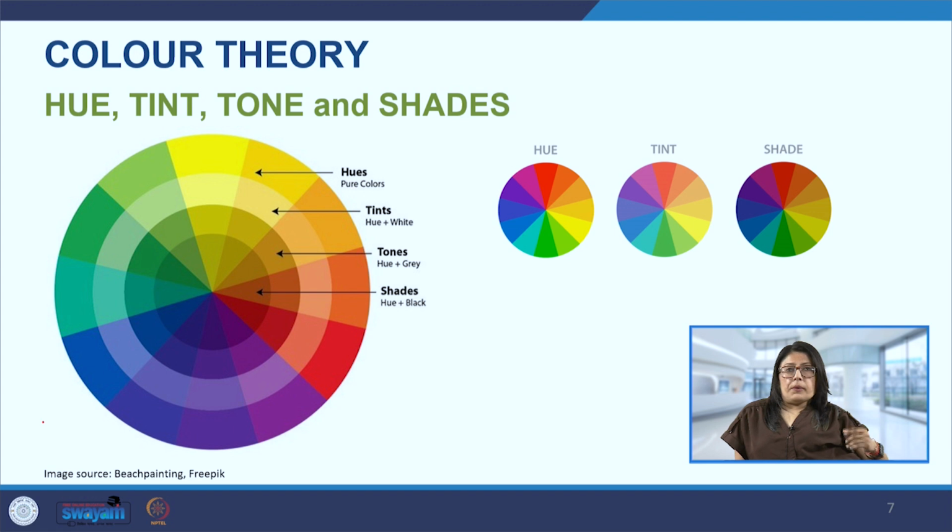We can see in the bigger wheel here that on the outermost ring we have the hue, which is the purest color. Then we have the tint, that means we have added white plus hue. Then tone is grey plus hue, and shade is black plus the pure hue. In this particular case it is orange, and you can see that for each of these hues we can now identify the tint, the tone and the shade.